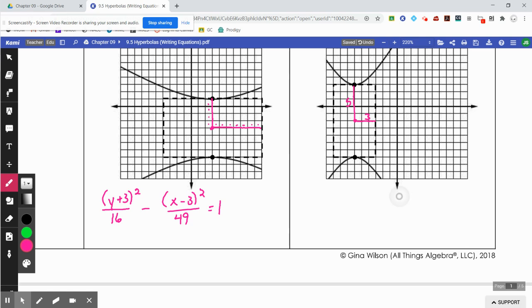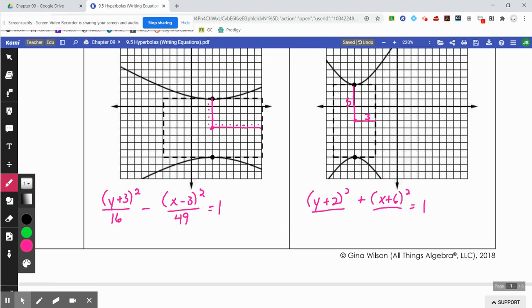The center is located right here, and that's at 1, 2, 3, 4, 5, negative 6, negative 2. Since your y's are listed first, it's moved down 2. So that's going to be a plus 2 on the y's. And it's moved left 6, so that's going to be a plus 6 on the x's. So there's half of your equation.